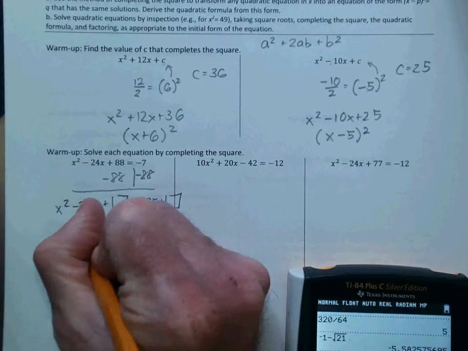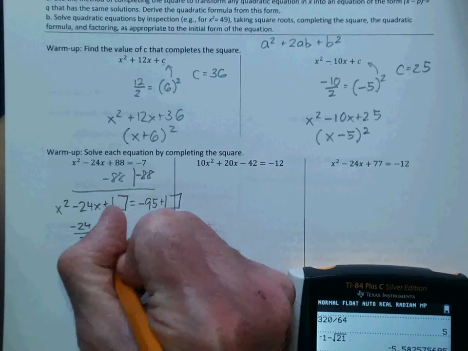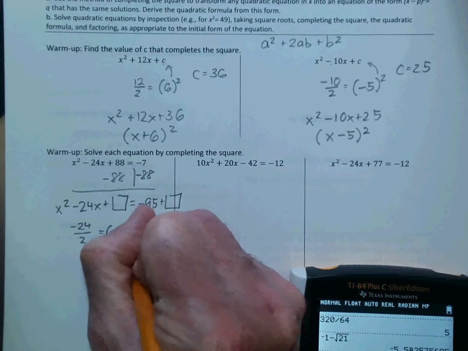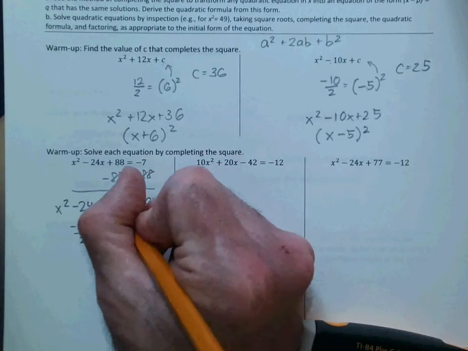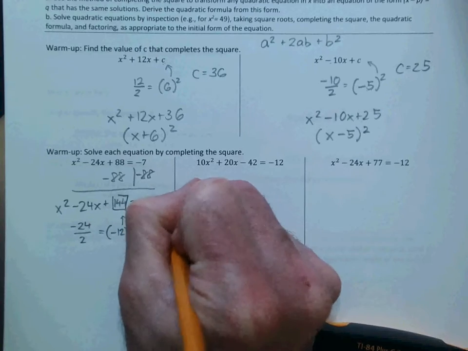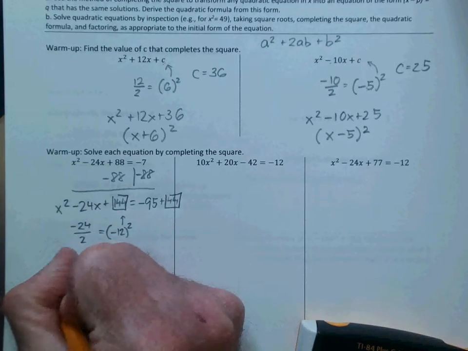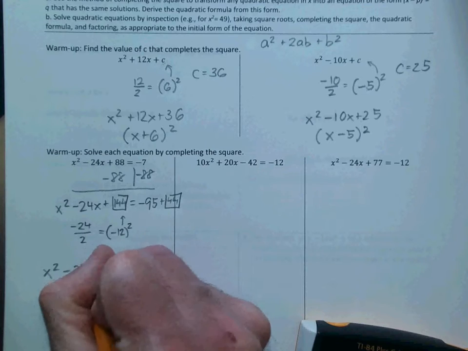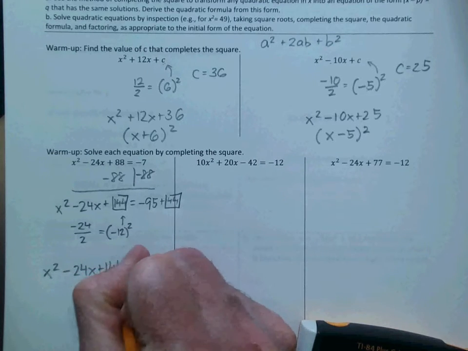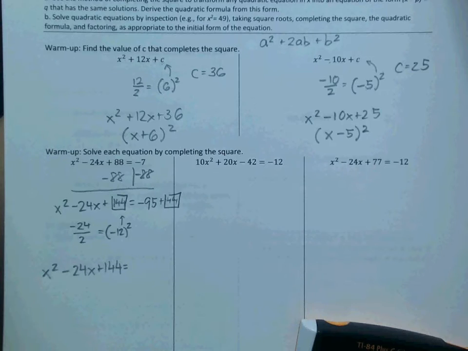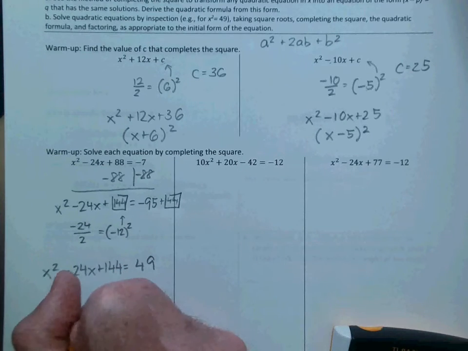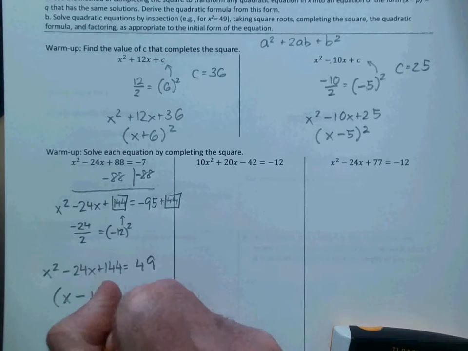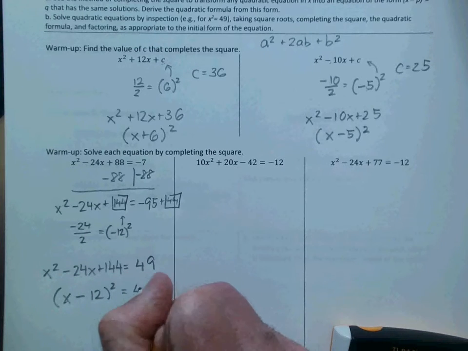I'm going to take the b, my negative 24, divided by 2. That gives me a negative 12, and square it. And that quantity, 144, goes into the box. So I will have x squared minus 24x plus 144 is equal to 144 minus 95, which is 49. The left-hand side is a perfect square trinomial. X minus 12 quantity squared is equal to 49.